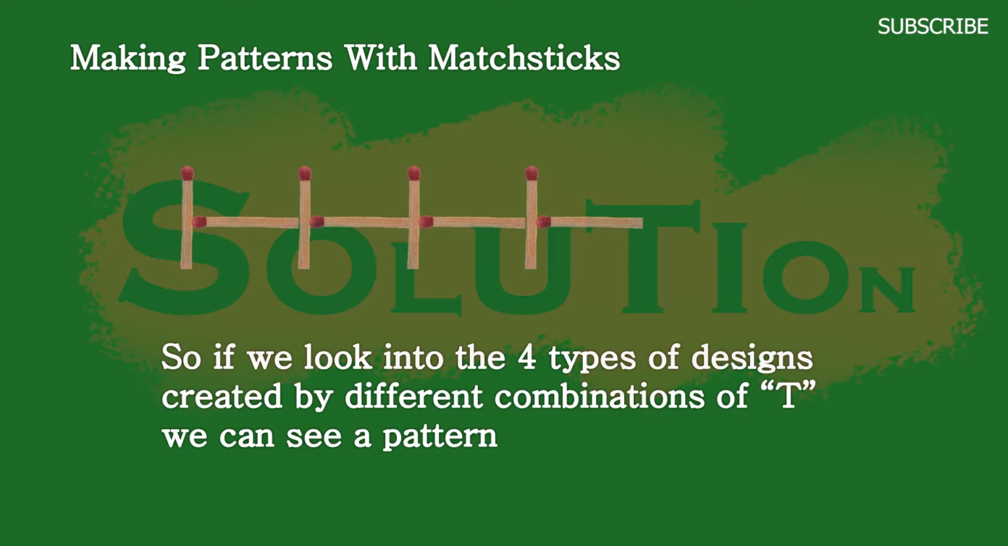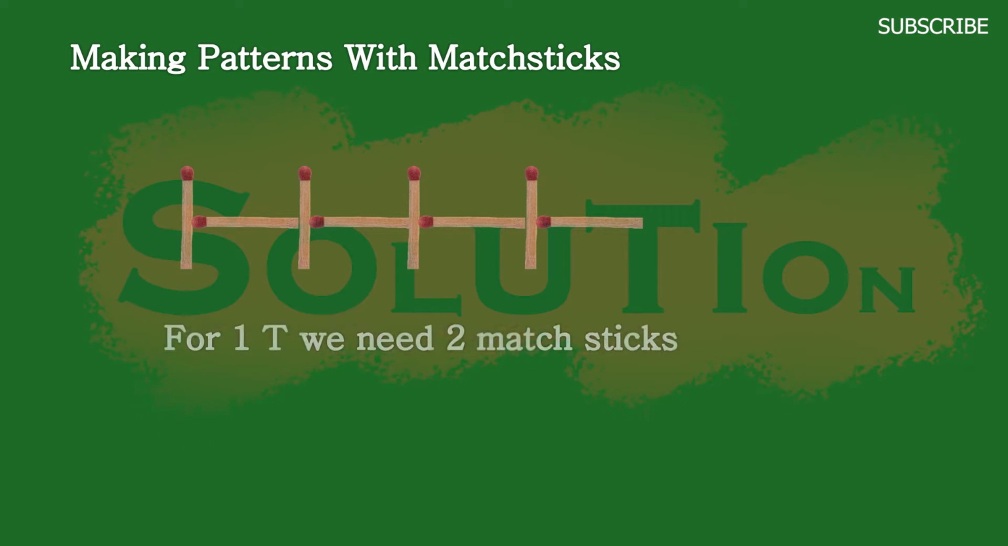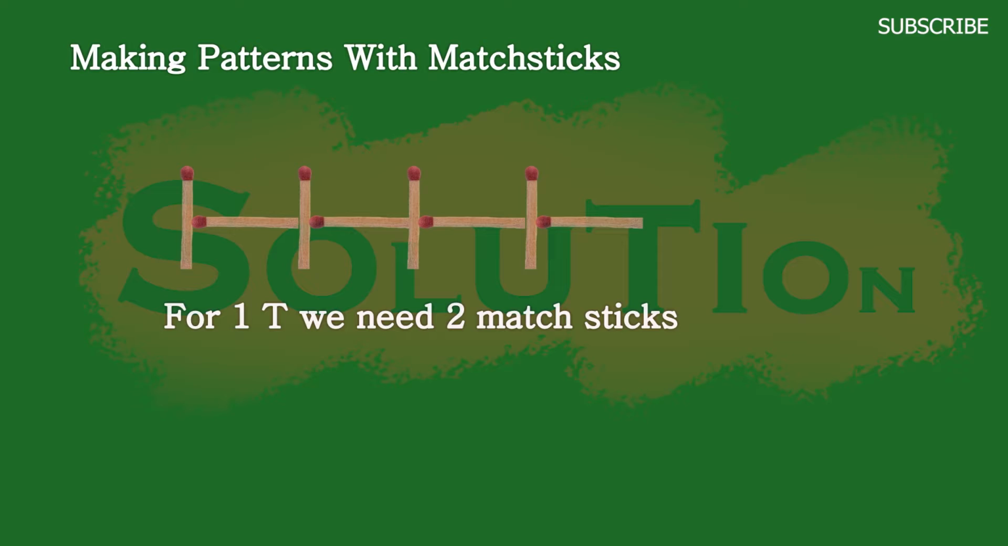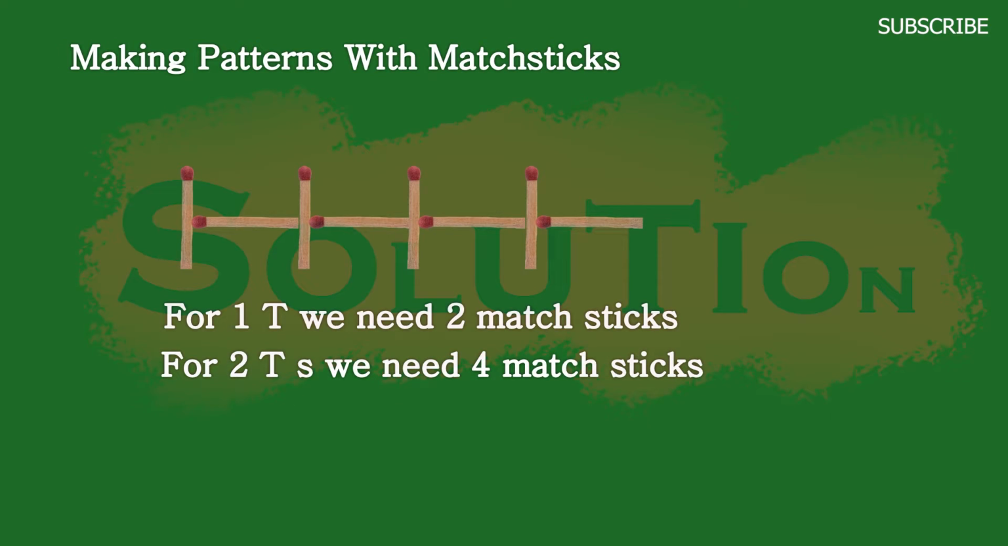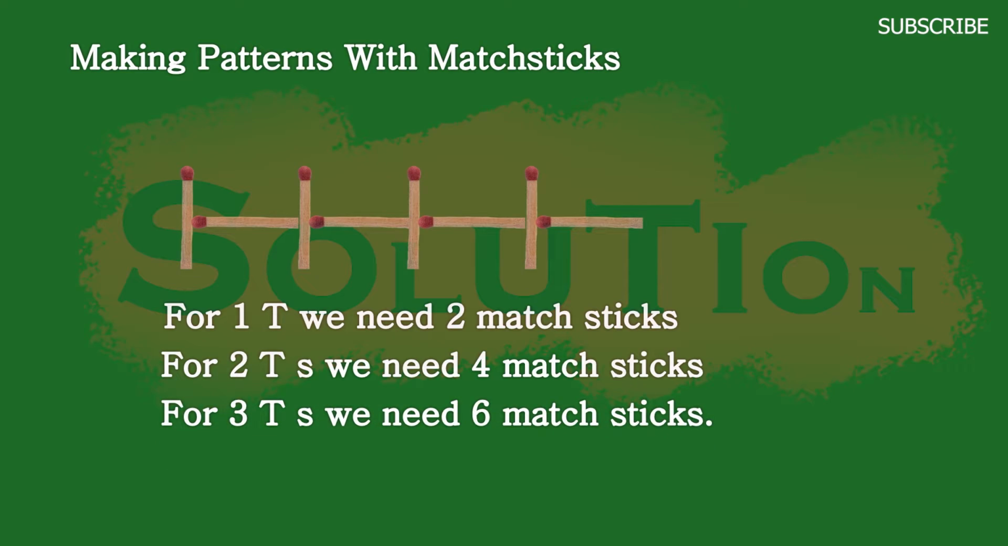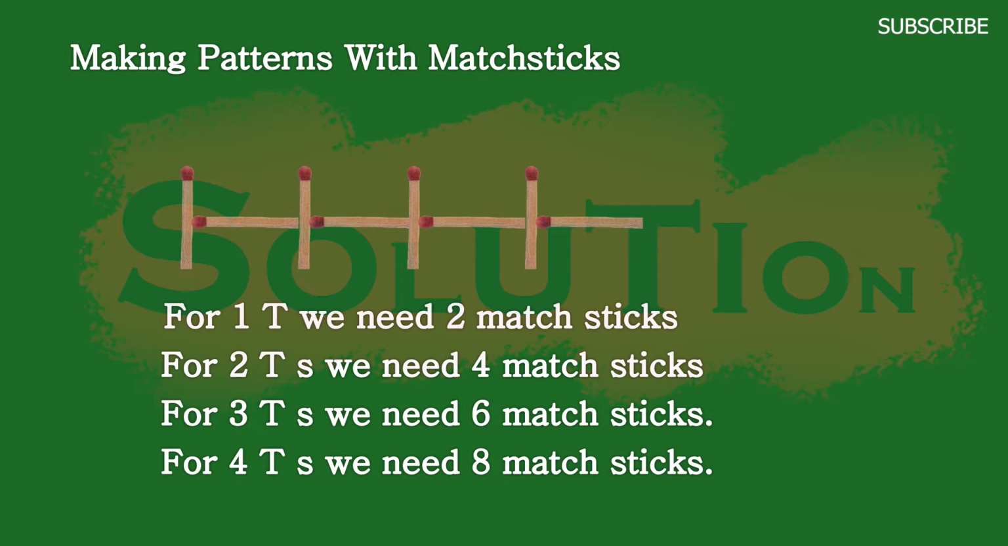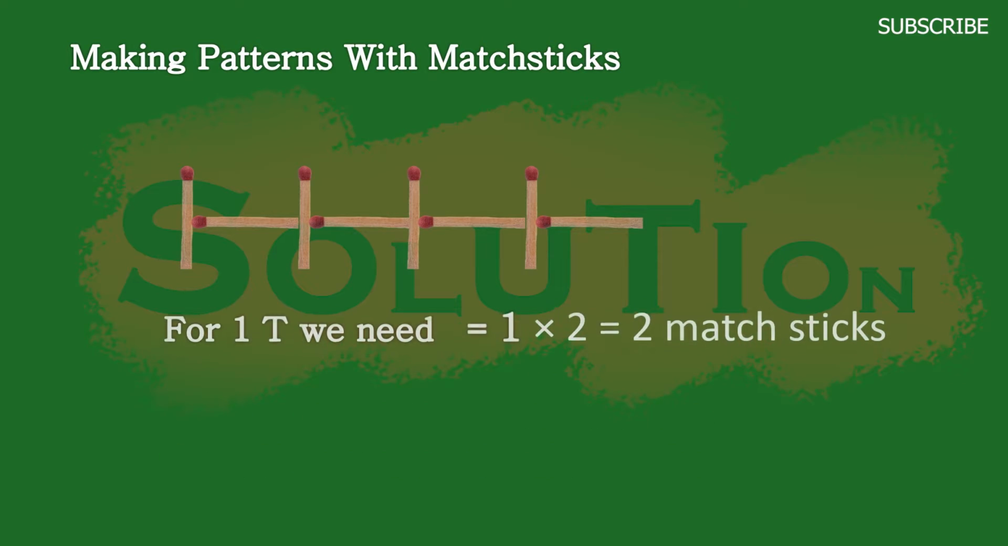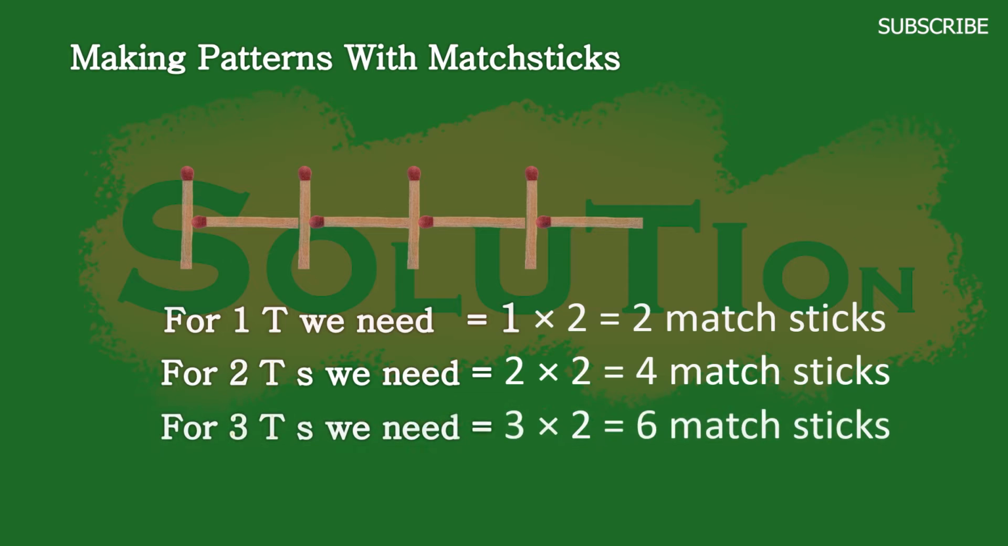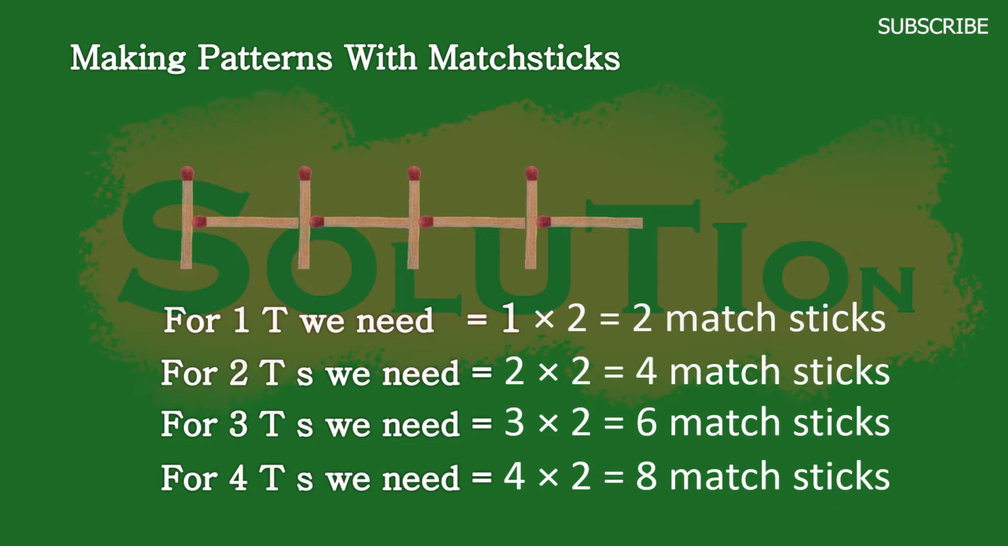So we can look into the 4 types of design created by different combinations of T's, and we can see a pattern. So what is the pattern? Let us see. For 1T we need 2 matchsticks. For 2T we need 4 matchsticks. For 3T we need 6 matchsticks. For 4T we need 8 matchsticks, right? Now before guessing further, there is another pattern you can see.